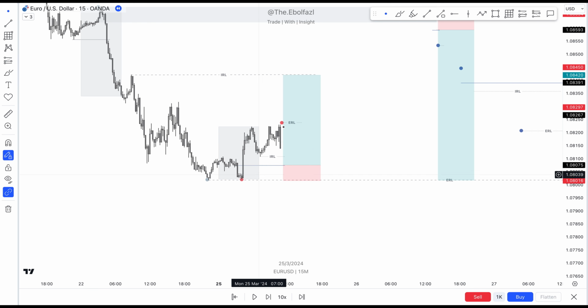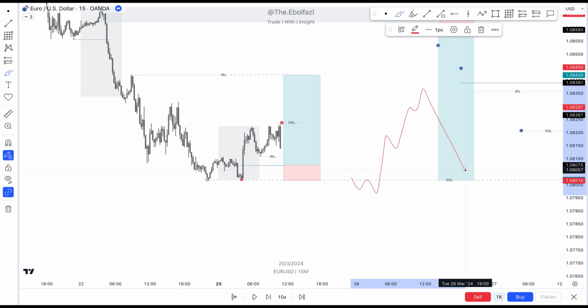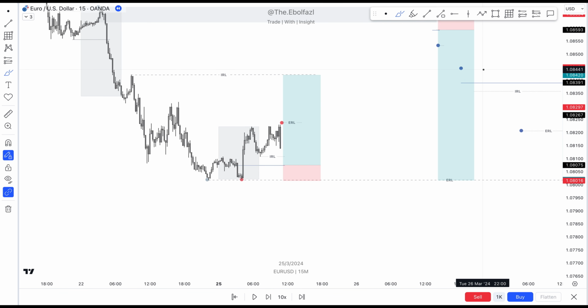So we know what the cycle of the range is. It doesn't matter which range, bullish or bearish. We know price is going to take out the internal range liquidity, then go for external range liquidity. So this is going to be our internal range liquidity.